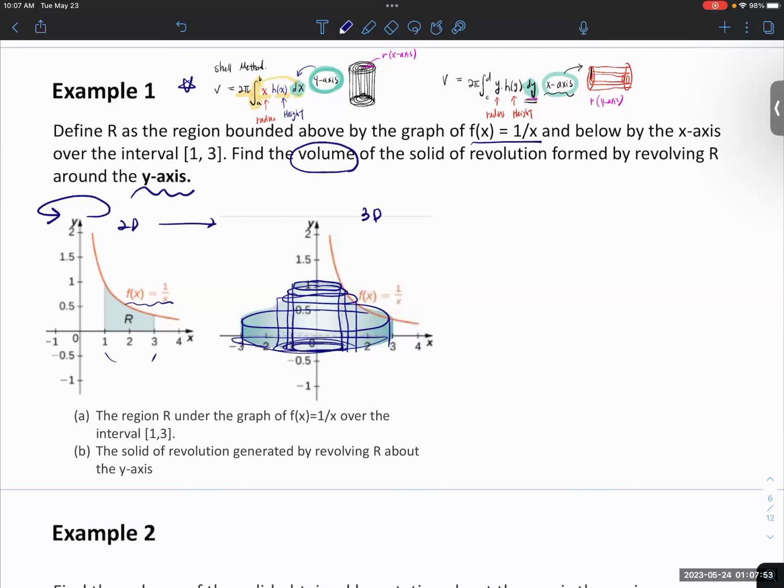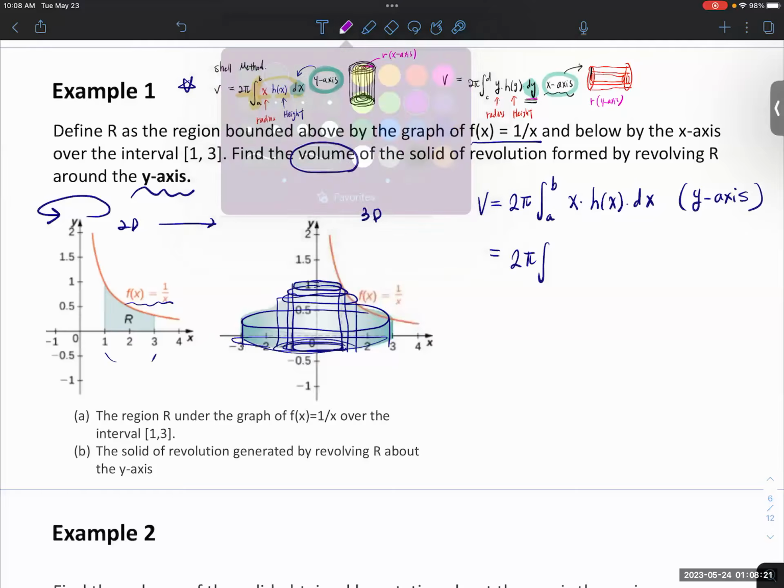So the first formula, we're gonna use it. V equals 2 pi integral from a to b of x, the radius of the circle, times the height. This is when you rotate around the y-axis. And then let's plug in all the given information. So equal to 2 pi, we have the range from 1 to 3. And then x is the radius. We don't need to change anything. X is the radius unless they mention something about the radius of the circle, we don't need to change anything.